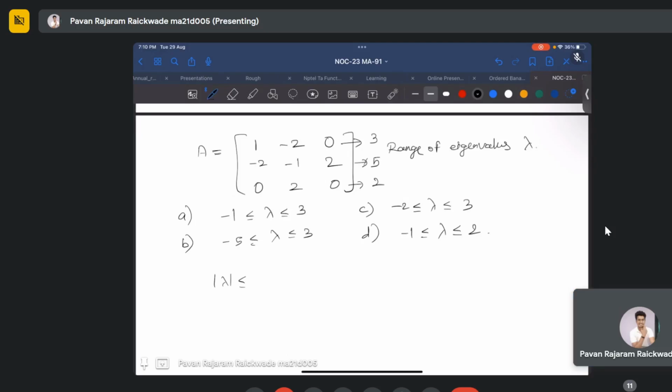So the maximum row sum cannot exceed 5, and you take the row sum. The maximum column sum is also 5, it can't exceed 5. It's 2. So the minimum of row sum and column sum is 5. So the answer should be modulus lambda less equal 5. So the range has to be between -5 to 5.